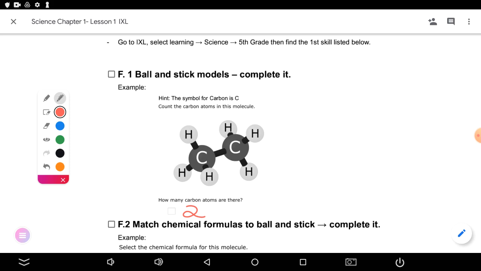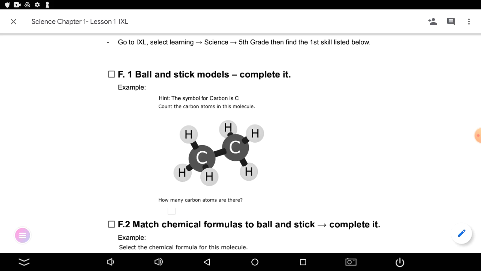Yeah, there's 6 hydrogen atoms and 2 carbon atoms. Okay, but this one just said carbon atoms, so your answer would be 2. You'd hit submit, move on to the next question. Okay, so you will have a few like that where it gives you the model and you just have to tell me how many of the atom that they ask about there are. Thumbs up, thumbs down, pretty easy?